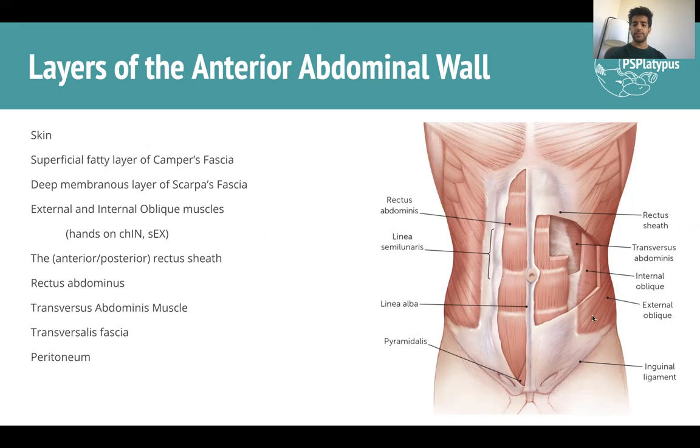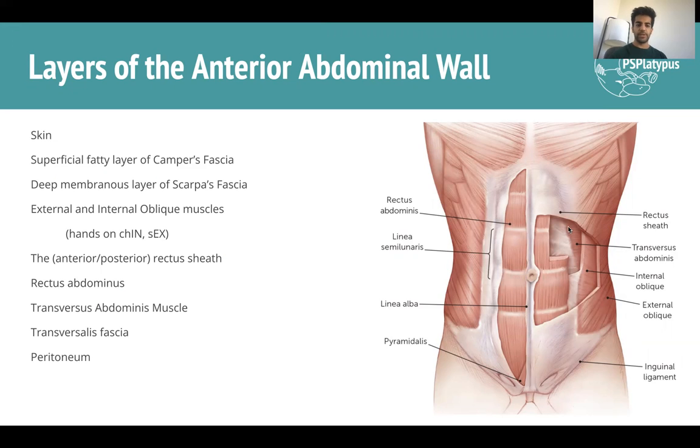What else you need to know about this is the direction of the fibers. So your internal oblique over here, which is just deep to your external, your fibers run from lateral to medial, going up. Also, I guess, superior medially or inferior laterally, whereas your external obliques are the opposite. They go lateral to medial going down.